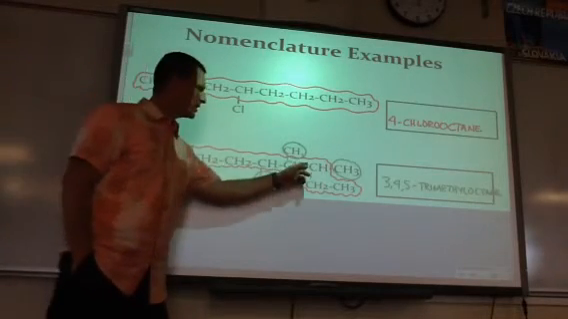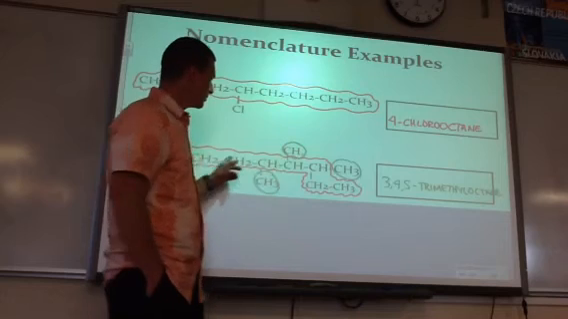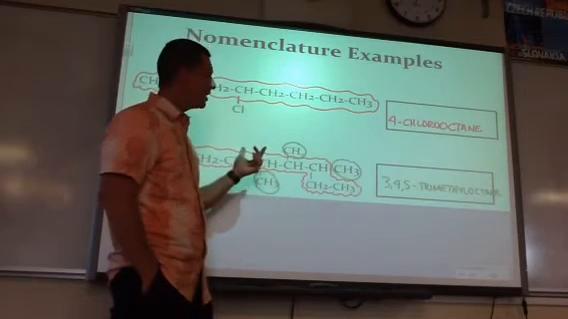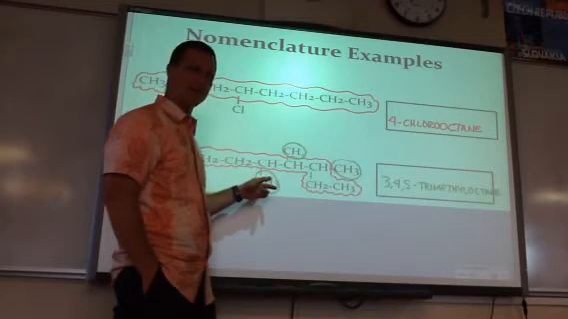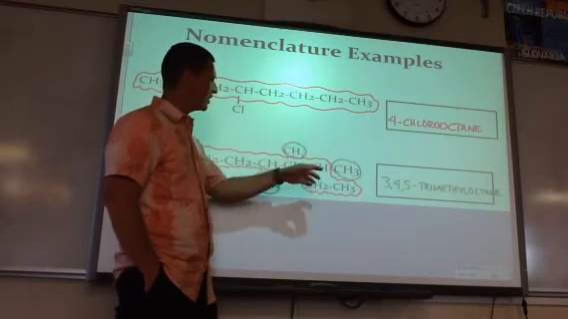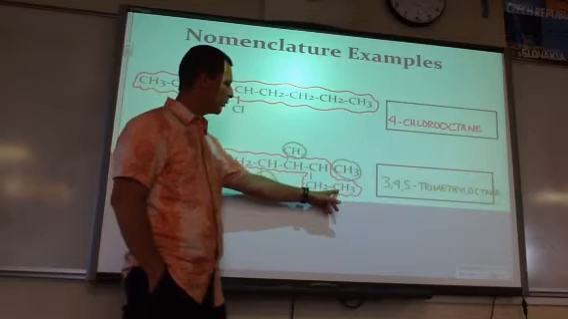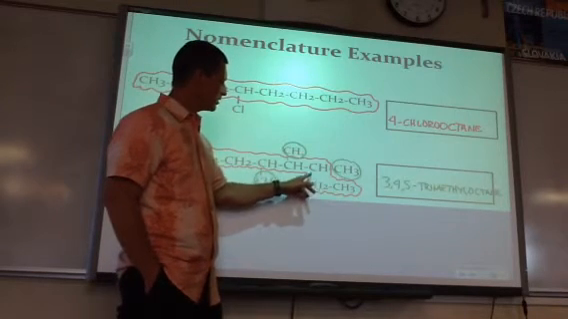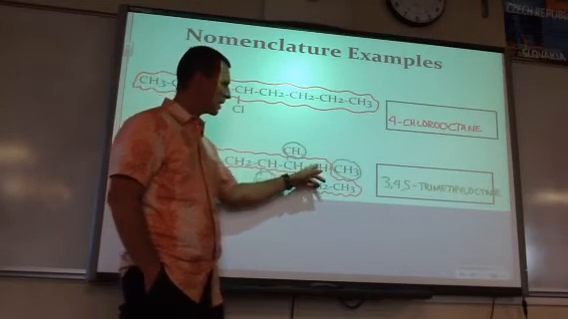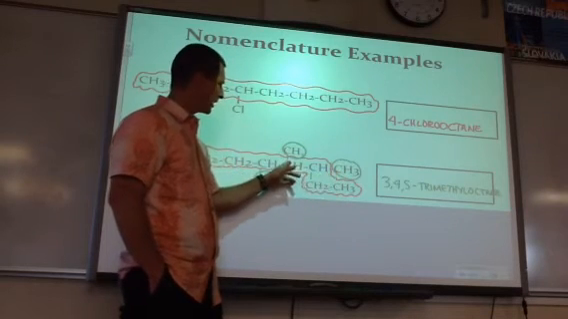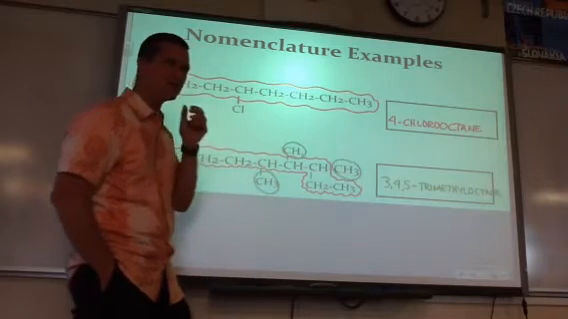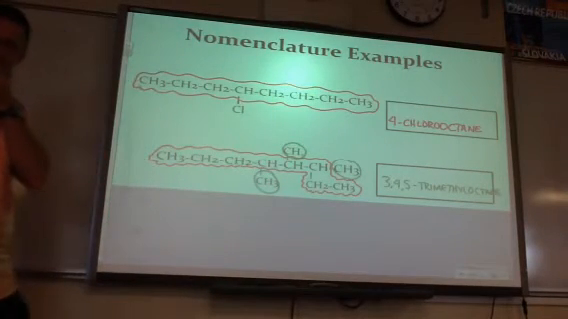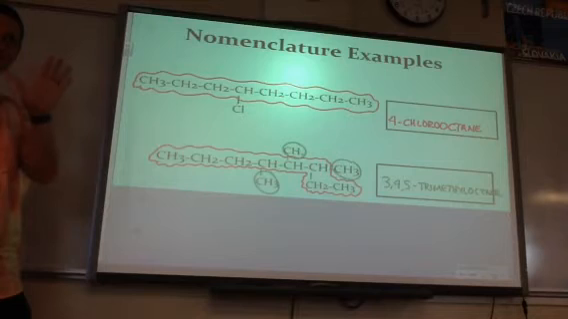So once again, our parent is in red here. There's 8 in a row. That makes it octane for a parent. And then encircled in green are the 3 functional groups coming off of the parent chain. So if that's carbon number 1, there's 2 and there's 3. Our first methyl group is on carbon number 3, and then 1 on carbon number 4 and 1 on carbon number 5. So 3,4,5-trimethyl. Anything for me? Okay, let's try one more example.